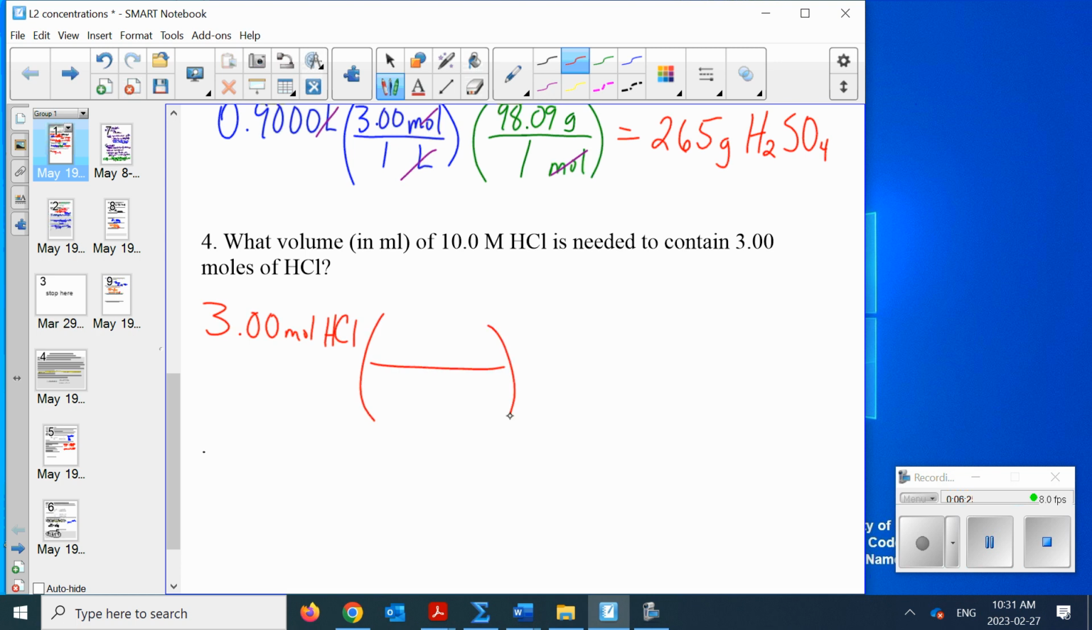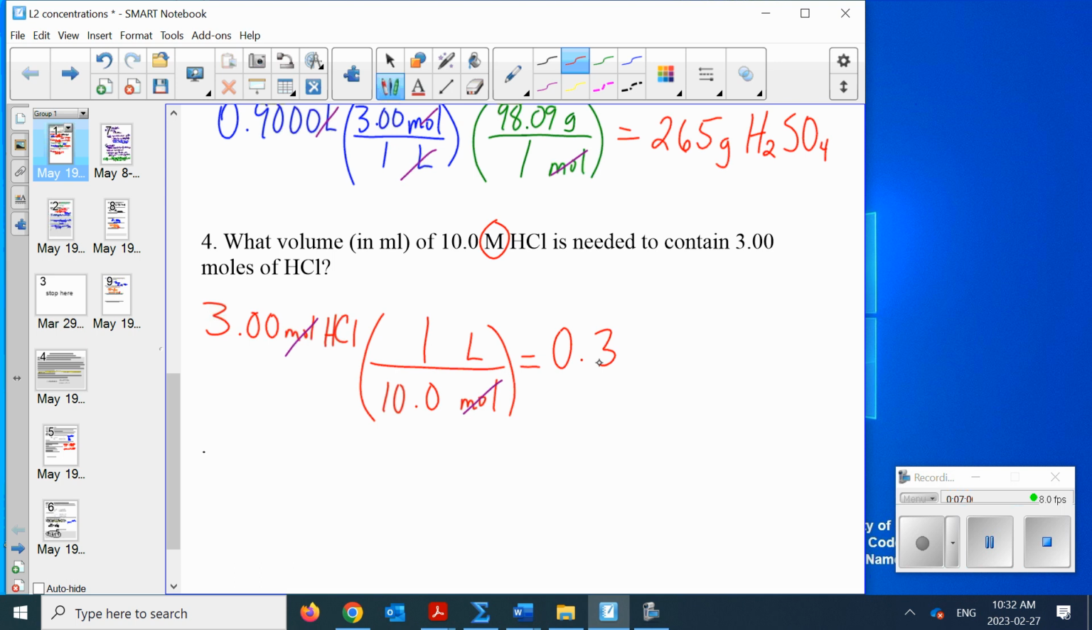I want to get rid of moles and I want liters. That tells me this big M, moles per liter, I want to use upside down. So 10.0 moles per 1 liter is the same as 1 liter for 10.0 moles. Then the moles are gone, and I've got liters of HCl solution. So this is just math: 3 times 1 divided by 10. You can probably do that. You have 0.3.